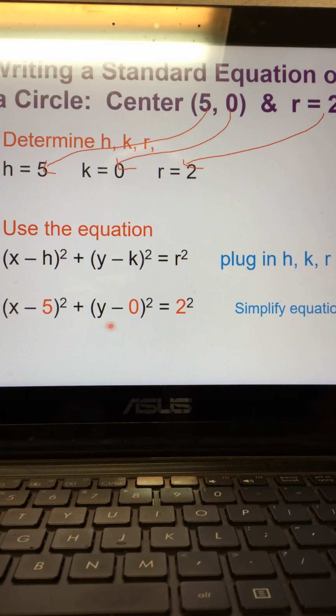Now this is not acceptable form because I can simplify part of that. I can't simplify this, but there's no need to say y minus 0 because that's just y, and 2 squared, we would never leave that as 2 squared. We know that's 4. So all we've done from this step to the last step is simplify. Can't do anything with this one. Y minus 0 is just y being squared, and 2 squared is 4. If you can identify your h, k, and r, and you know your equation, you've got this.